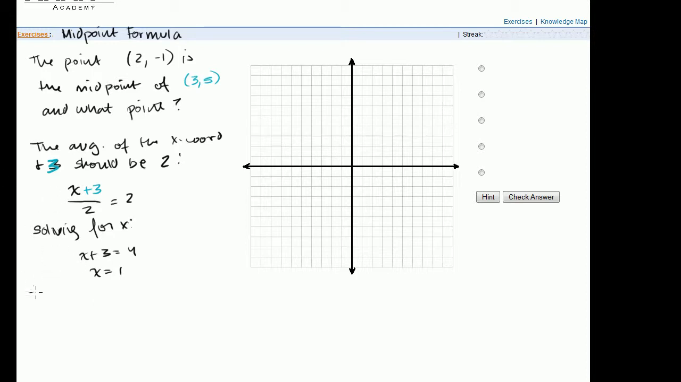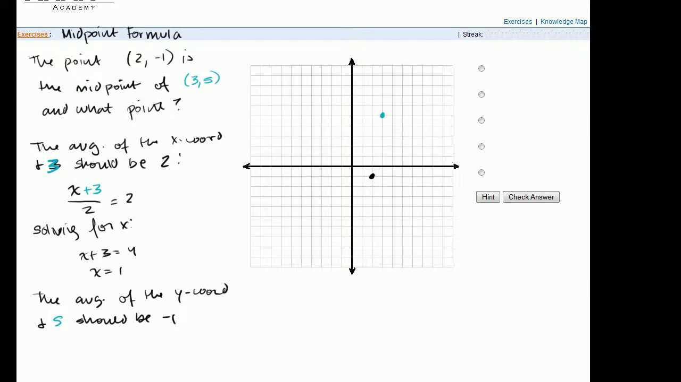They click hint again. We write the same thing for the y. The average of the y coordinate and 5 should be -1. You could have color coded this, and we would put a -1 over here. And if you color coded this, we would have color coded it over here. And actually, just to be clear, I should have graphed these points. That's the whole point of having the graph paper here. So I should have originally graphed this 2, -1, and I should have graphed the 3, 5. So 3, 1, 2, 3, 4, 5. I should have graphed 3, 5.